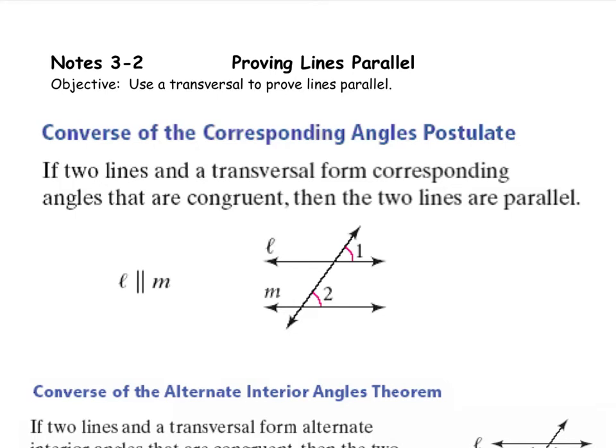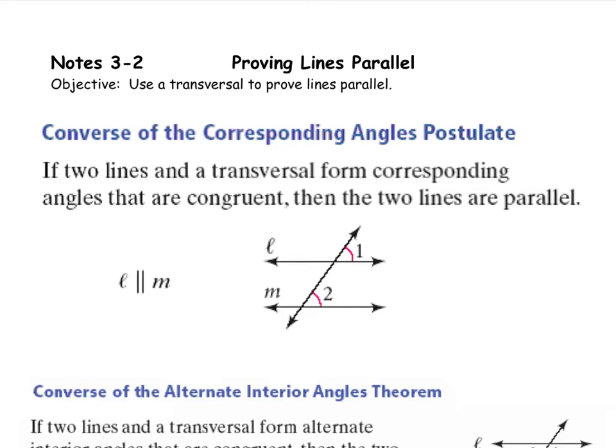With our proving lines parallel 3-2 notes, most of this is already typed out, so pause me and fill in where you need to with the definitions, and I'll just go through it the way it's presented here. So we learned about corresponding angles, that they're congruent when the two lines that the transversal cuts are parallel.